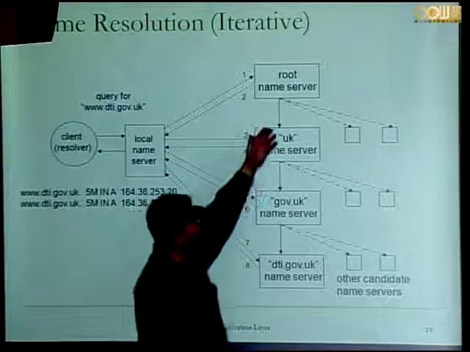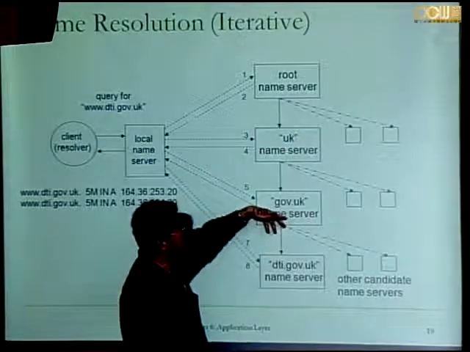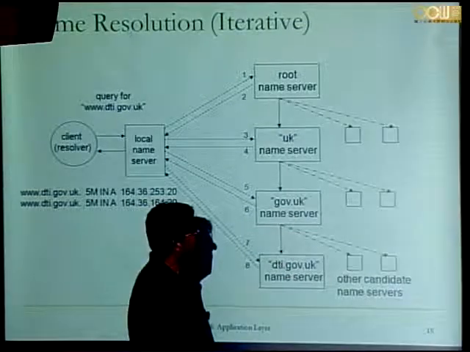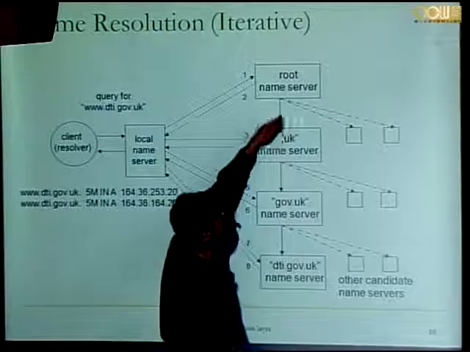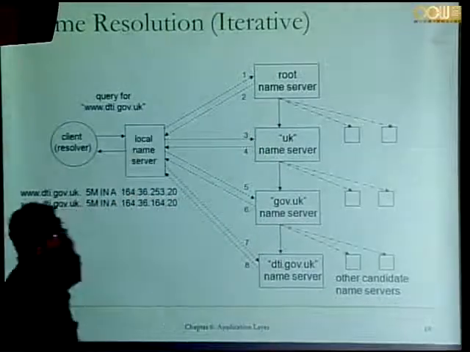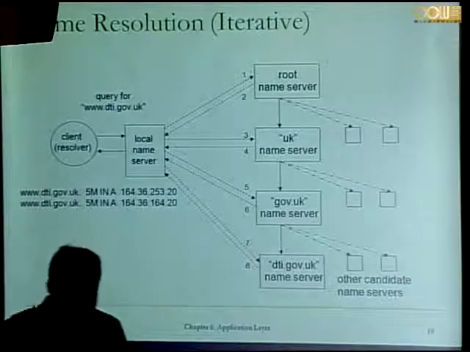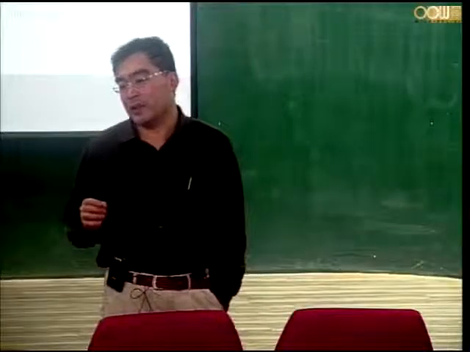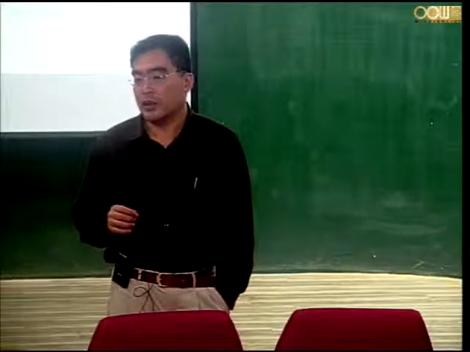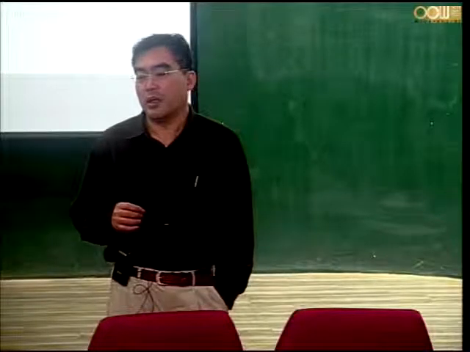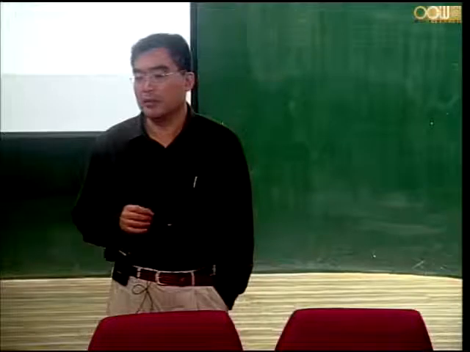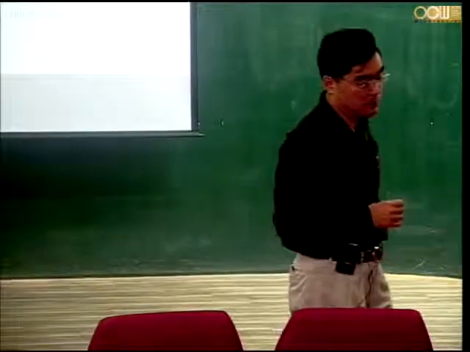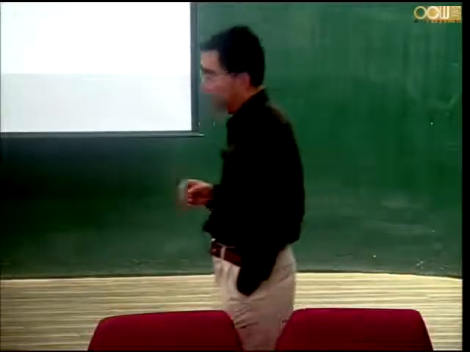It should be the root name server who asks the UK name server, and the UK name server asks gov.uk, and so on, continuously until you get the answer back, all the way back. So that's recursive. And if it's recursive, as you can see, the number of queries processed by each name server is very large. I don't have the number, but at the root name server it should be millions of queries per second.